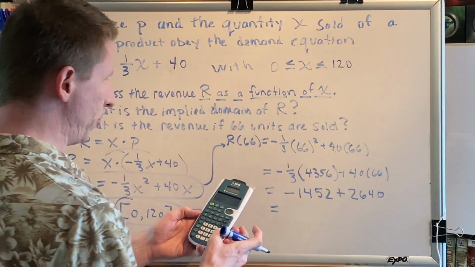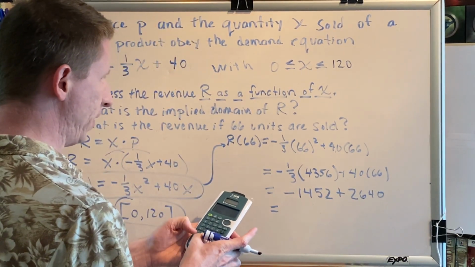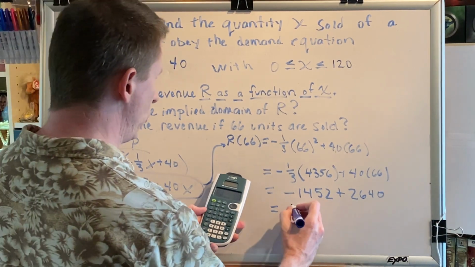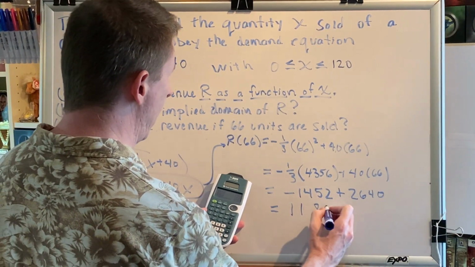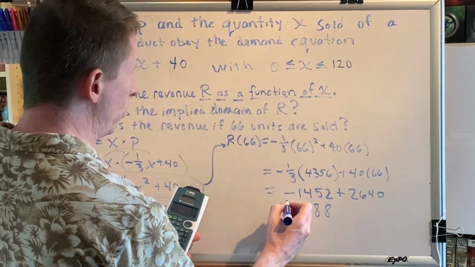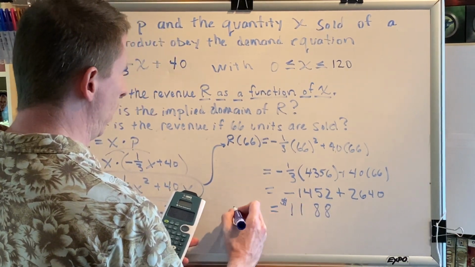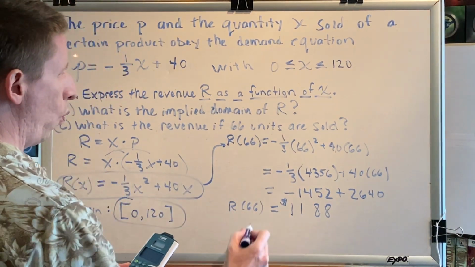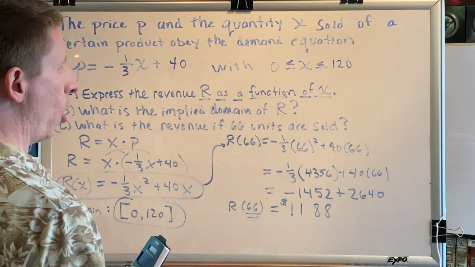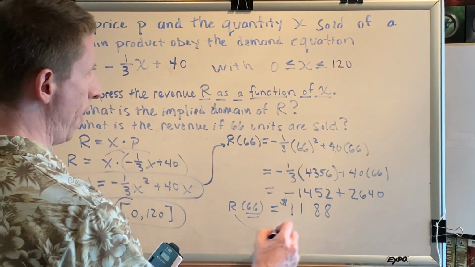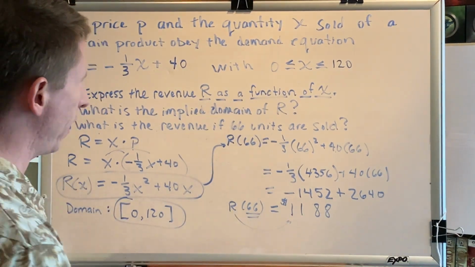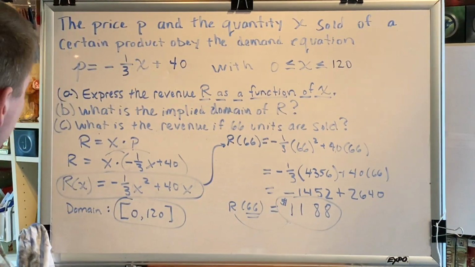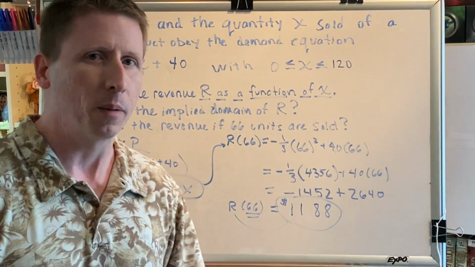Now add the values together. Negative 1,452 plus 2,640 is 1,188. And since this is revenue, it's $1,188. So when 66 units are produced and sold, the revenue is $1,188. All right, we've now completed parts A, B, and C, and the other parts will be completed in the next video.